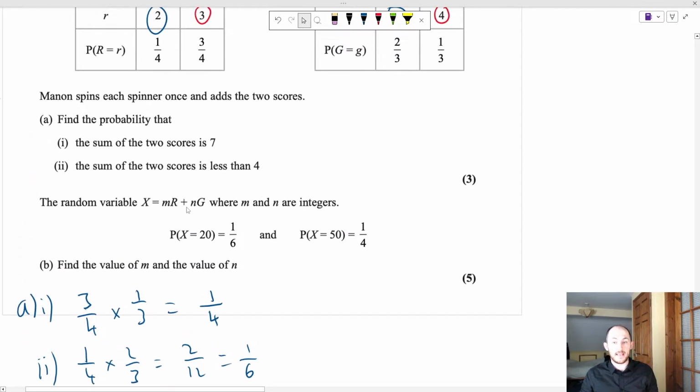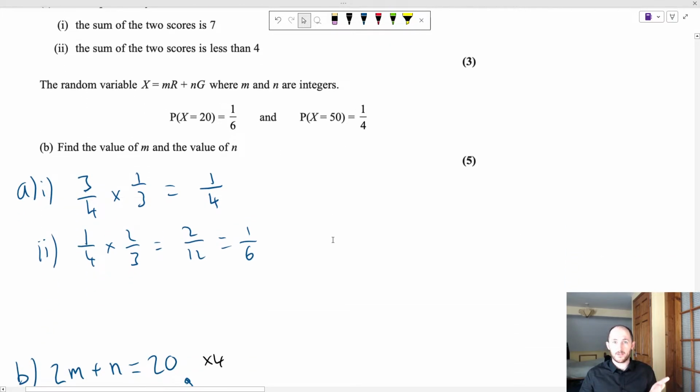I mean, the numbers have to be integers, M and N. The numbers have to be integers, so they're not going to be nasty. They can't be, really. So yeah, 5 marks. This whole question is 8 marks.